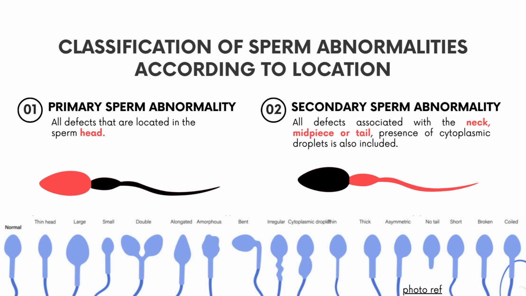Primary sperm abnormalities include defects that are located in the head of the sperm. Primary abnormalities are caused by a failure during the formation of the cell in the testes. Secondary sperm abnormalities include defects associated with the neck, midpiece, and tail. The presence of cytoplasmic droplets is also included. Secondary abnormalities occur as the sperm travel through the epididymis.